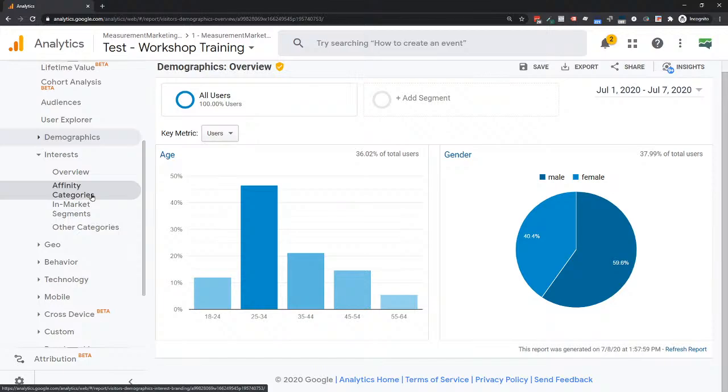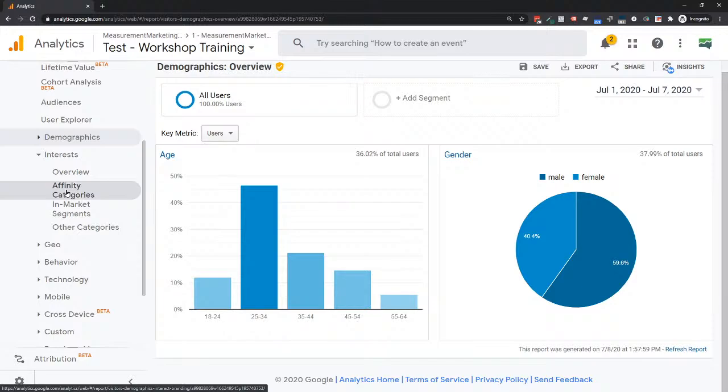So for the affinity categories, this is a report where Google Analytics is going to tell us, in this case, what the people that are on the measurementmarketing.io site also like. Basically, that's it. It's what they have an affinity for. It's what they like. And I guess "like categories" would be way too much like Facebook, but I digress. So affinity categories. We're going to click on this, and it's going to show us a report of the different things that our users like.